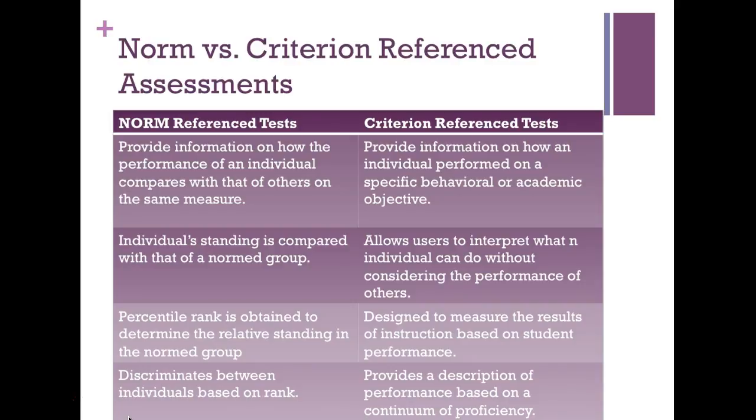The individual's standing is compared to that of the norm group. A percentile rank is obtained to show the relative standing in that group and discriminates between individuals based on rank. And I will show you that using the bell curve.